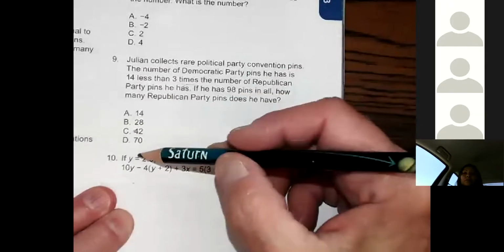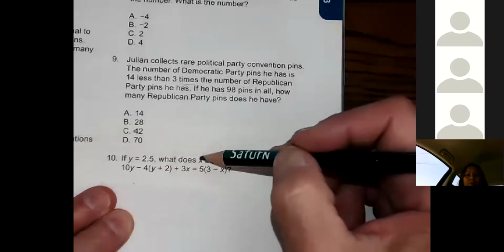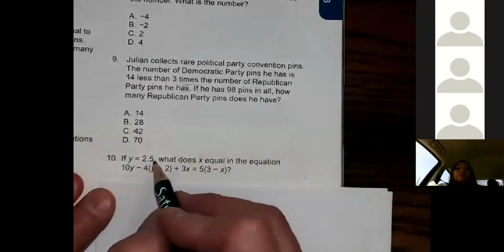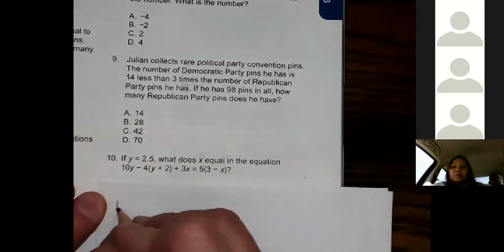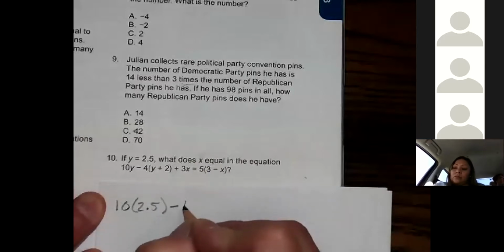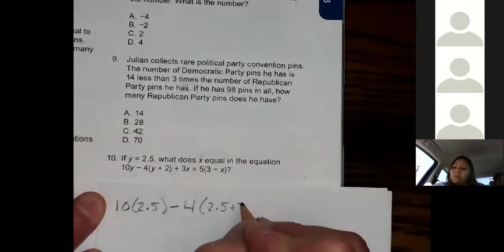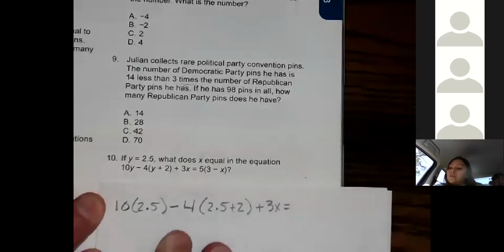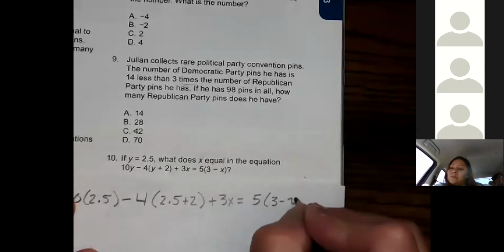Okay, this gives us a value for y. And then it wants us to solve for x. So I'm just going to put that 2.5 in every place where there's a y. So 10 times 2.5, subtract 4 times 2.5 plus 2, and then I'm going to add 3x, and that's supposed to equal, oh, this will be challenging, 5 times 3 minus x.